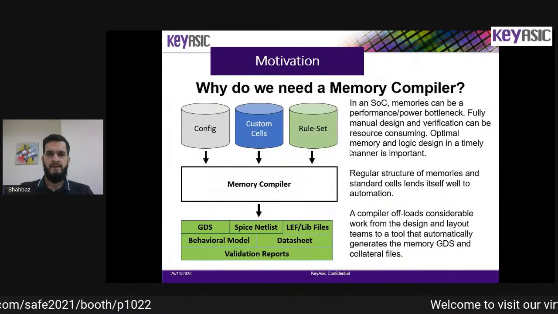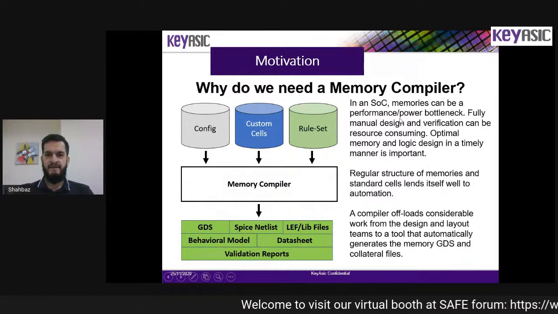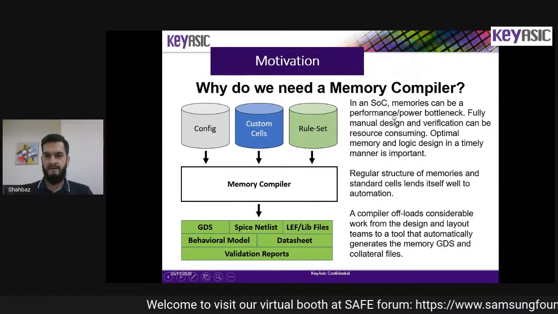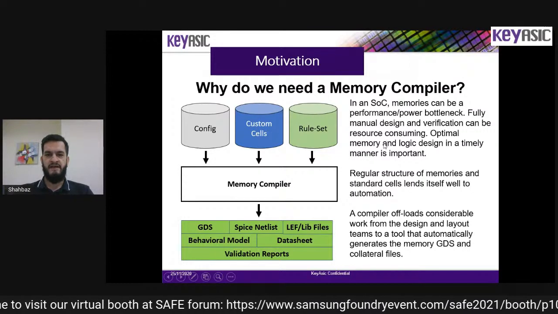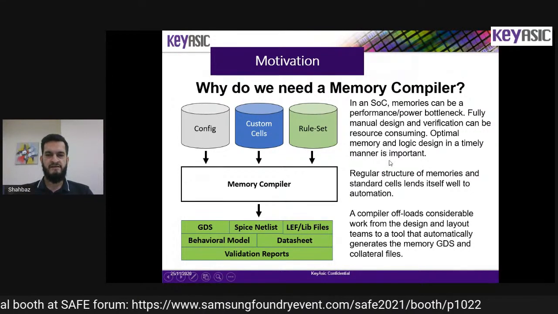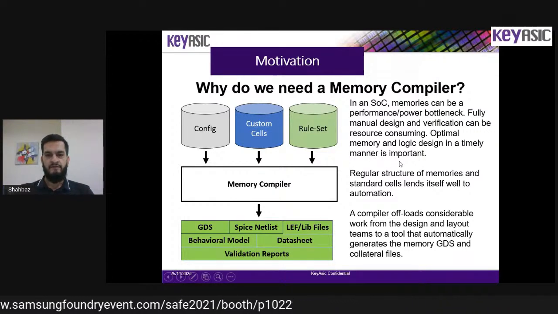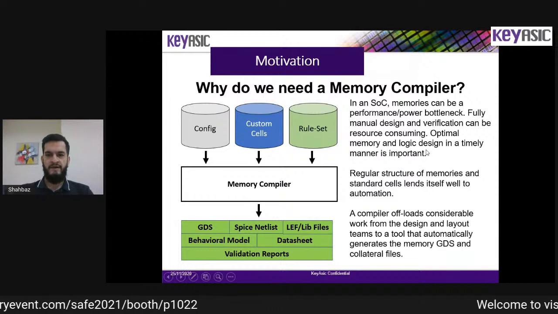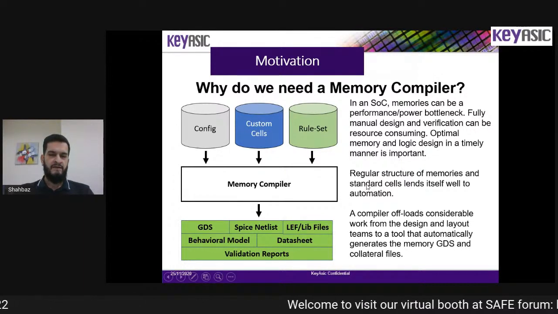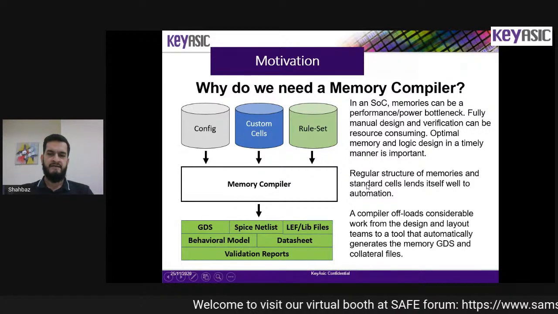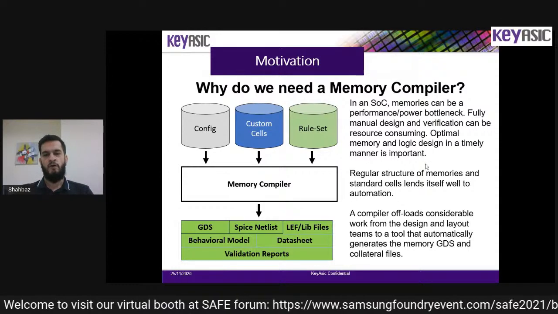Right, so why do we need a memory compiler? In an SoC, memories can be an important power and performance bottleneck. So you can imagine that fully manual design and verification for such a block can be resource consuming. And so optimal memory and logic design in a timely manner is very important. And the good thing about memories is that they offer a regular structure, which lends itself pretty well to automation.